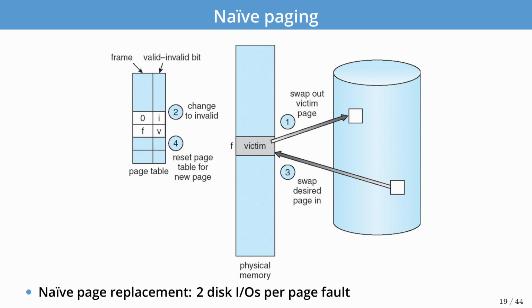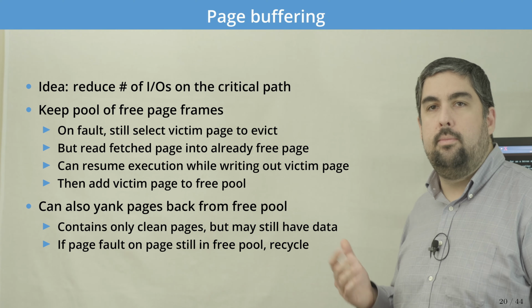Remember that old traditional spinning disks are mechanical devices, and if there's a random IO pattern, which is common for a swap device, then we're going to have to physically move the disk head as we're reading for each IO.